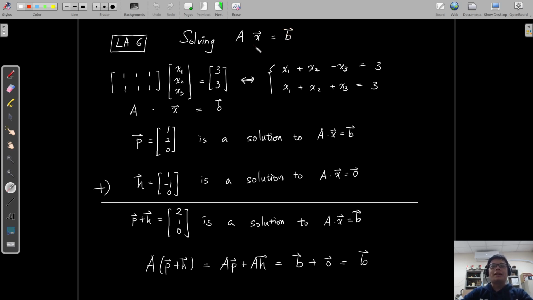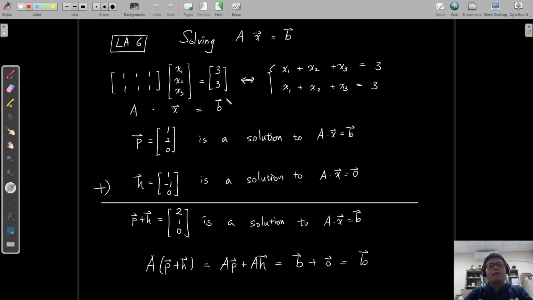Previously, we studied Ax = 0. That set is called the kernel. Now we study Ax = b, and this is a more general setting. So again, a system of linear equations corresponds to a matrix vector multiplication. And now b is a bit different. It is not necessarily 0. So suppose we want to solve such an equation, then we can try to find at least one solution. For example, we can find p = (1, 2, 0), then it is a solution to this equation.